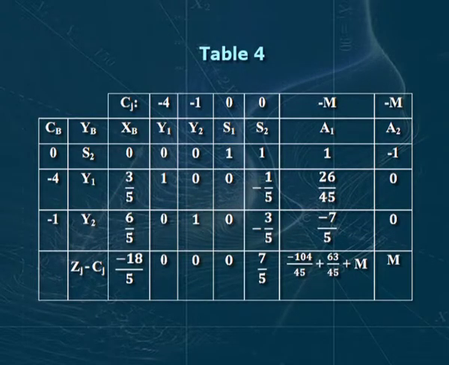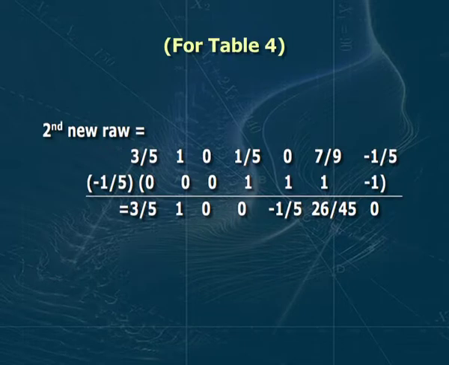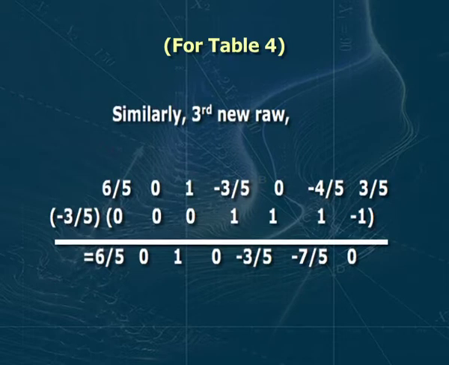The values are entered and we calculate the values of Zj minus Cj. Here the second new row is calculated again using the usual formula, and we get the elements of the second new row as 3 by 5, 1, 0, 0, -1 by 5, 26 by 45 and 0. Similarly, the third new row is calculated with the usual formula, and the elements of the third new row become 6 by 5, 0, 1, 0, minus 3 by 5, minus 7 by 5 and 0.